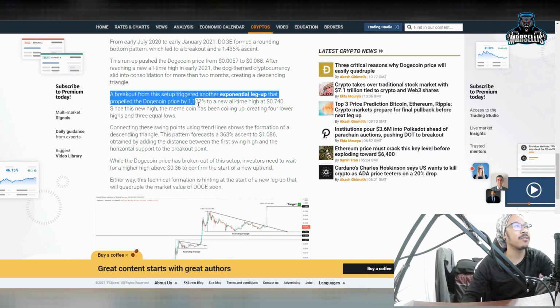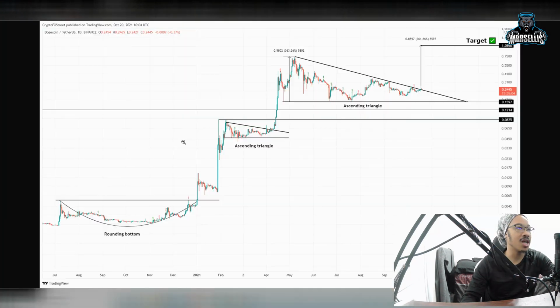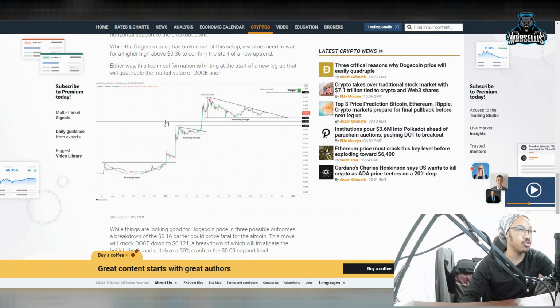Anyways, over here, a breakout from the setup triggered another exponential leg up to the 74 cents area, which was 1100%. That's why I'm saying 1000% inside of Dogecoin is not far-fetched. As you can see here, this is the rounding bottom that they're talking about. And then we had the breakout. This is the ascending triangle they're talking about after it. And we had the breakout, the next ascending triangle, the next breakout. And then here, 85 cents, they're pretty much saying is our next target. They're saying we're probably going to quadruple after this.